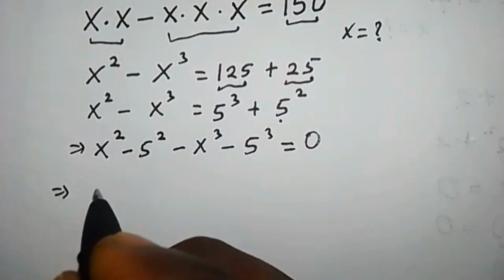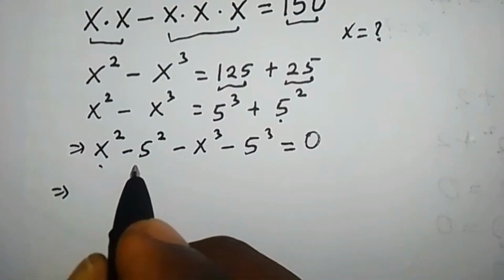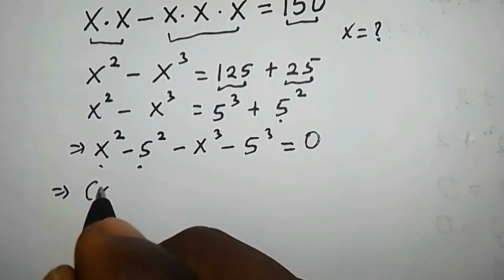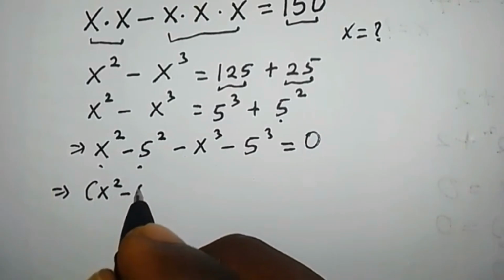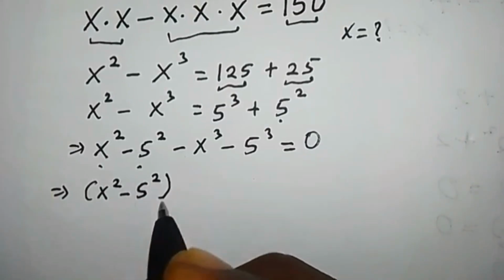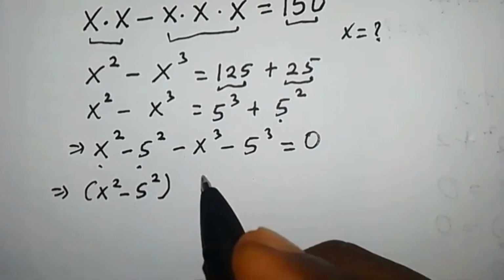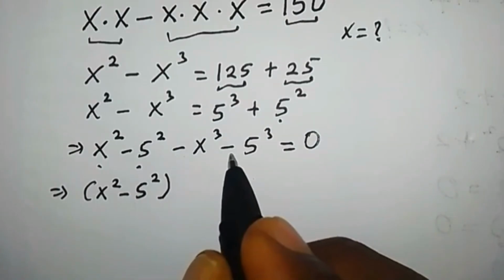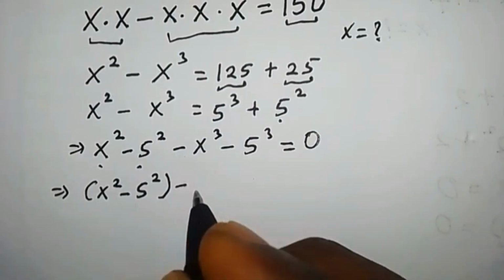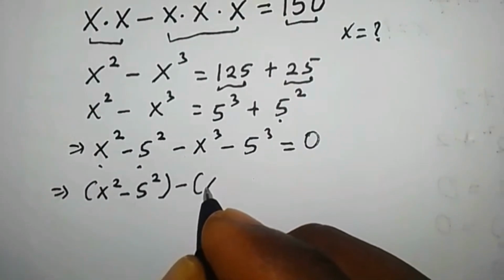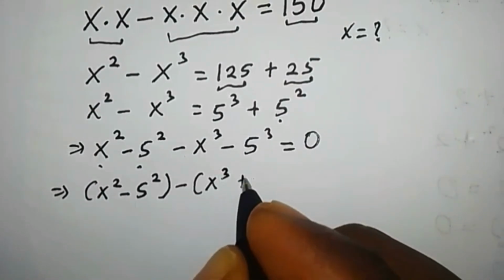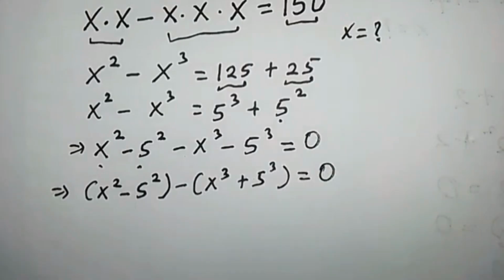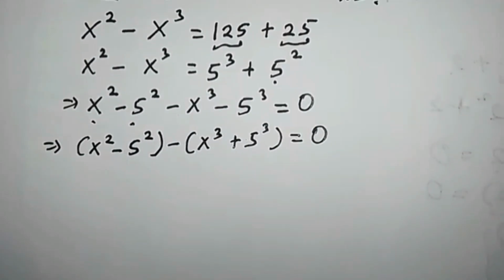This implies that I can put these two in brackets. It will not affect anything. So that will be x to the power of 2 minus 5 to the power of 2. Now, let us factor out the negative sign from here. Doing that, we have minus into x to the power of 3 plus 5 to the power of 3 equal to 0. Let's proceed further.